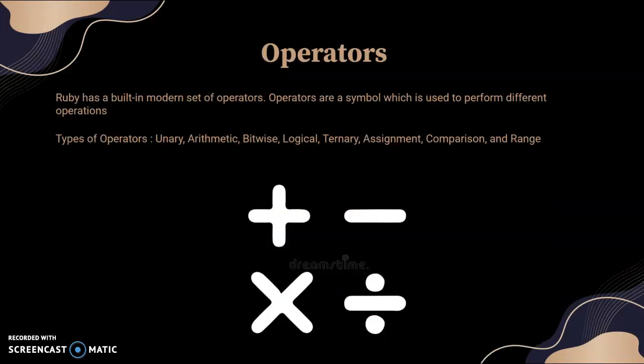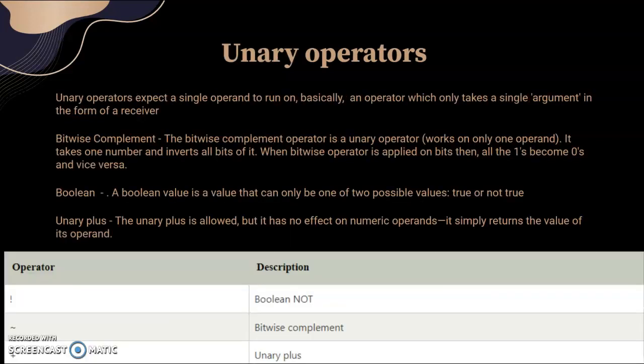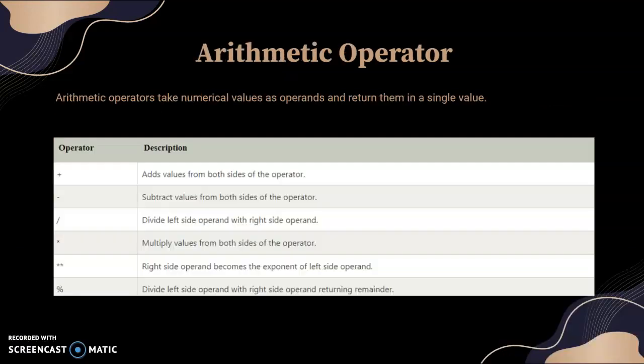Ruby has certain operators which are used to perform different functions. The operators are unary, arithmetic, bitwise, logical, ternary, assignment, comparison, and range operators. Unary operators take in a single argument in the form of a receiver. Some examples would be bitwise complement, boolean not, or a unary plus. These basically return certain values based off one input.